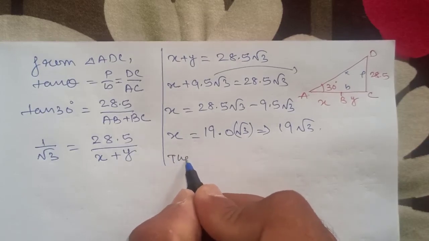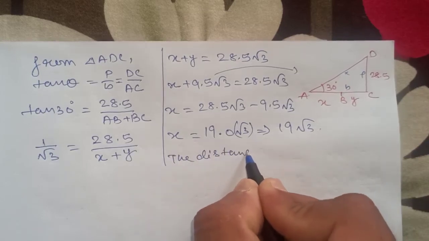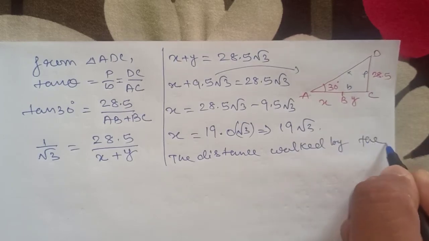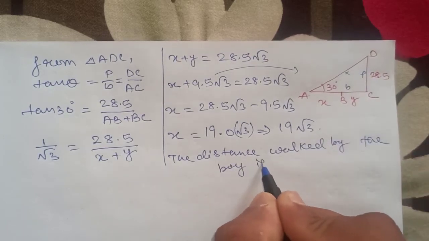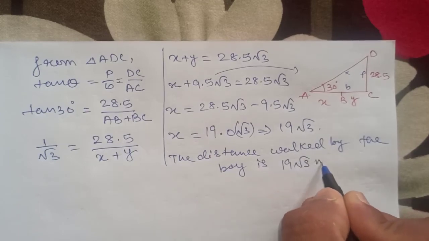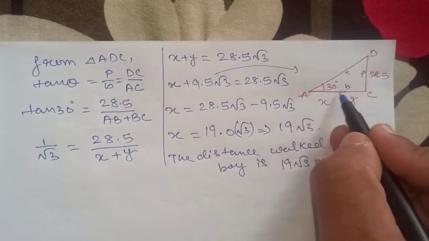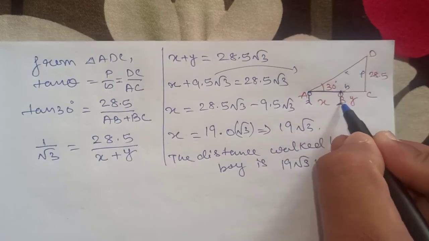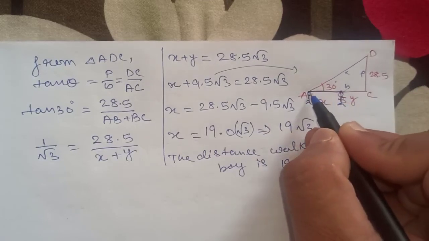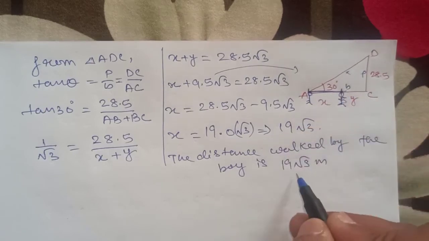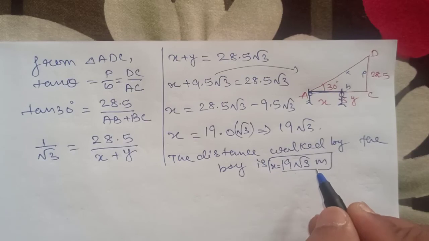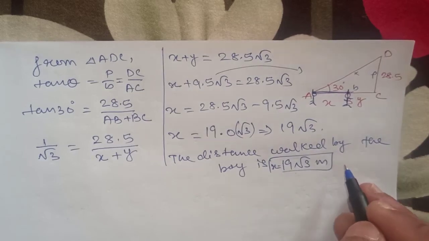So the distance walked by the boy is 19 root 3 meters. This much distance the boy has walked. Here the boy was standing, and now he went this much distance. So the distance between A and B is X, that is 19 root 3 meters. In this way you can easily calculate the value.